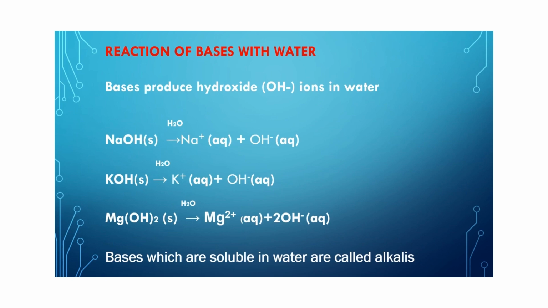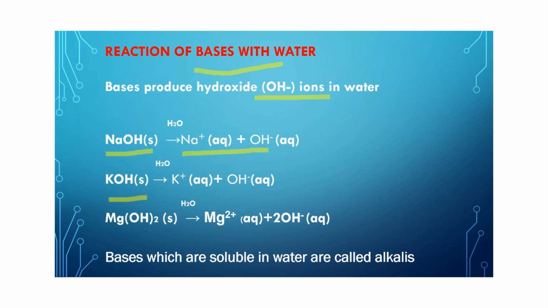In part 2, let's discuss properties of bases. First, reaction of bases with water. We have discussed this earlier also. When bases are dissolved in water, they dissociate to give their ions. Let's take the example of sodium hydroxide. When dissolved in water, it will dissociate into its ions, and since it is a strong base, it will completely dissociate into its ions.